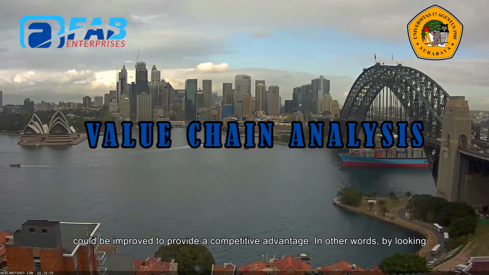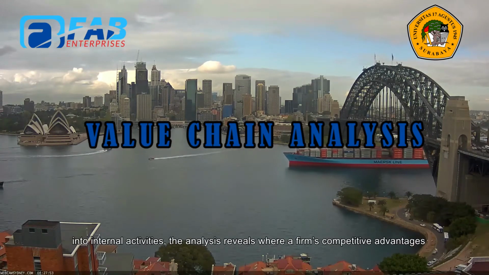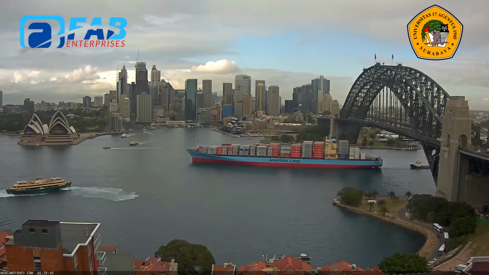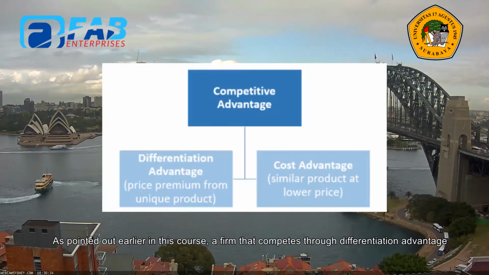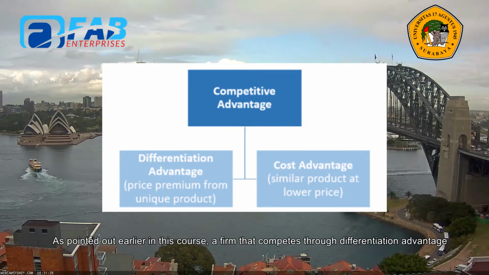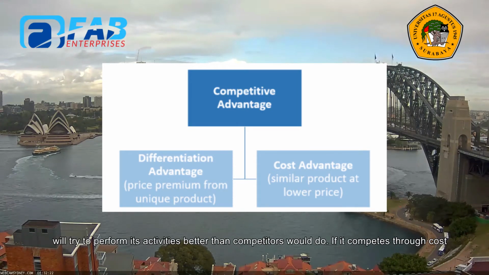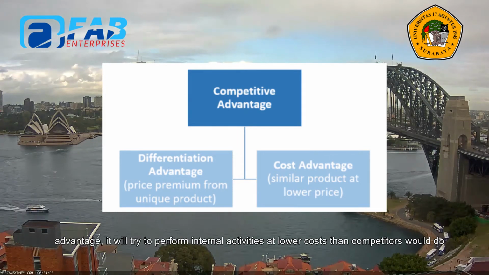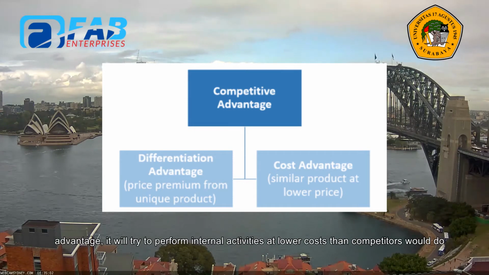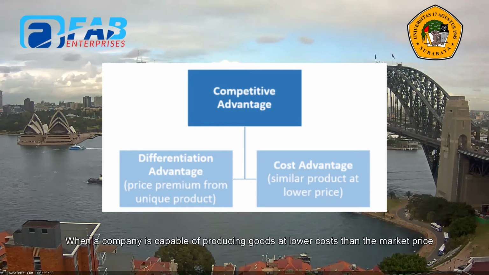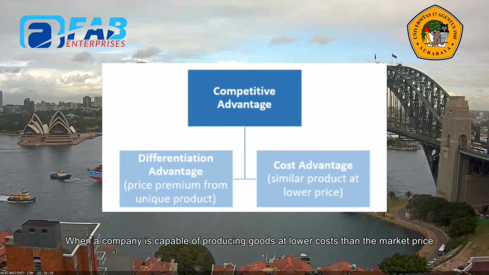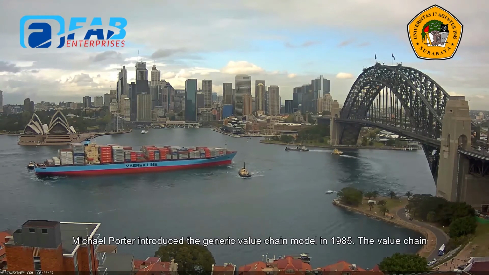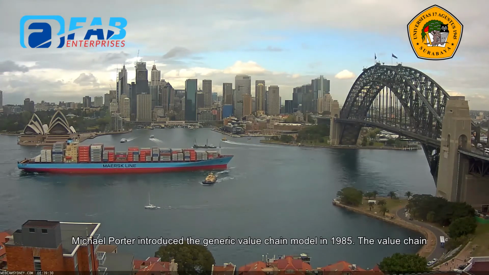In other words, by looking into internal activities, the analysis reveals where a firm's competitive advantage or disadvantage are. As pointed out earlier in this course, a firm that competes through differentiation advantage will try to perform its activities better than competitors will do. If it competes through cost advantage, it will try to perform internal activities at lower costs than competitors will do. When a company is capable of producing goods at lower cost than the market price or to provide superior products, it earns profits. Michael Porter introduced the generic value chain model in 1985.